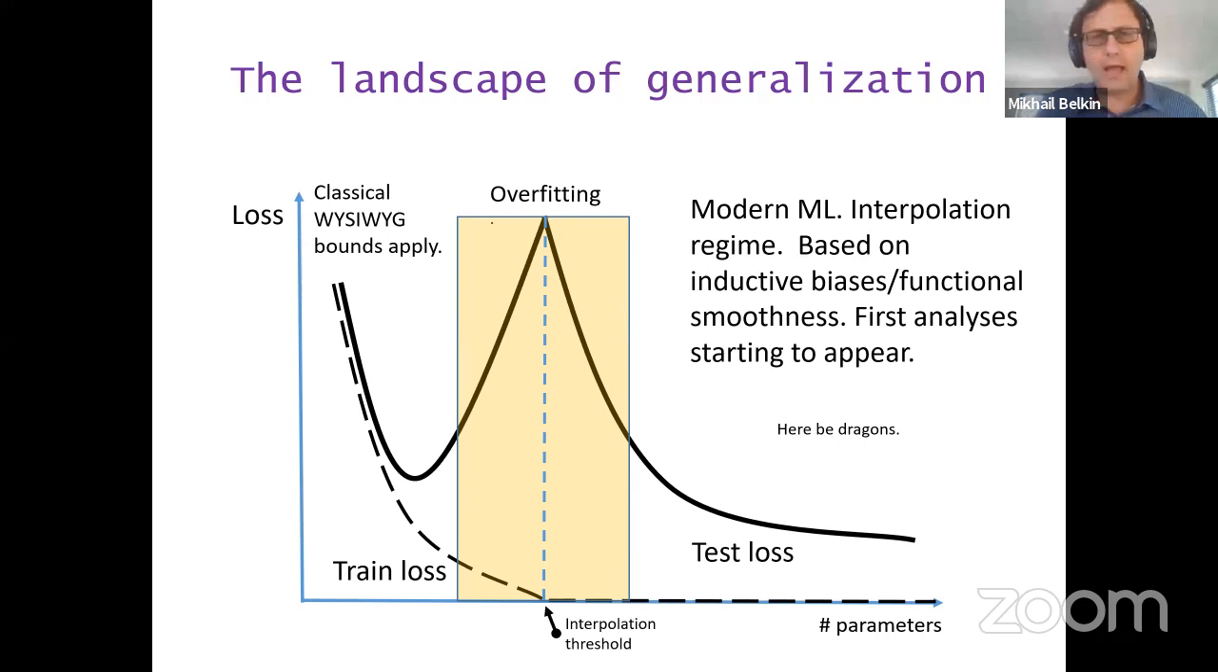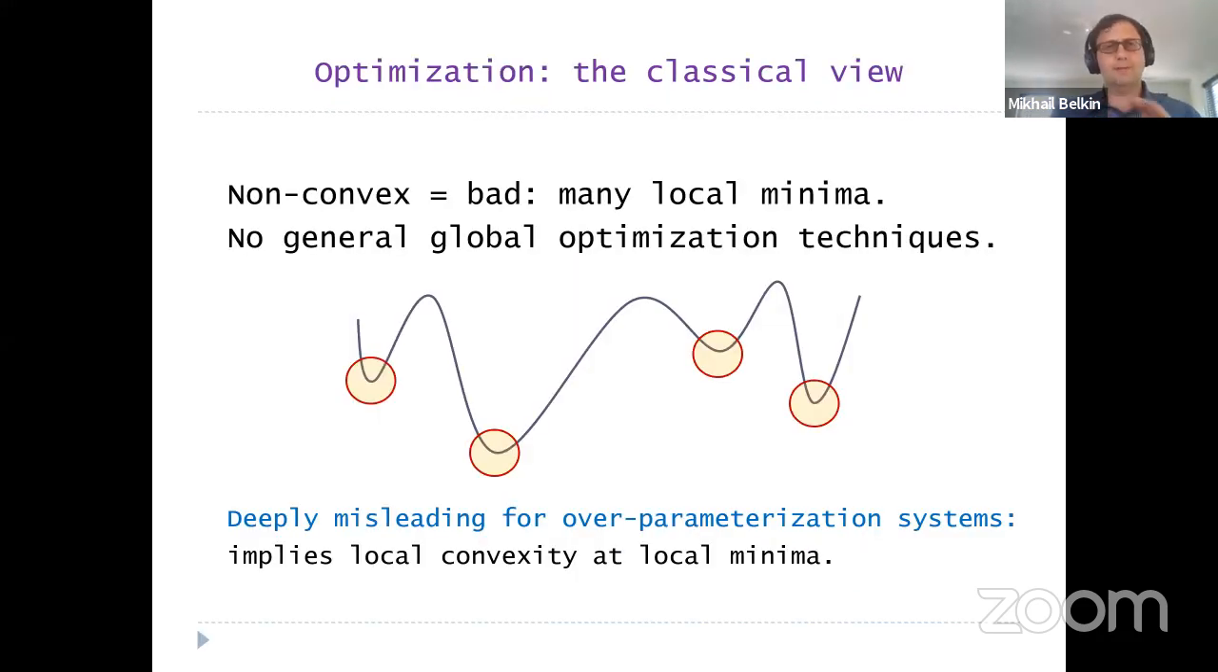Okay, now I'm going to just very briefly say something about optimization, and it's a separate discussion, but I do want to point out that there are lessons for optimization as well, and I think those lessons are also quite important. What is classical optimization? Classical optimization is that non-convexity is bad. There are many local minima, no general global optimization technique. And usually the picture is drawn as something like this, right?